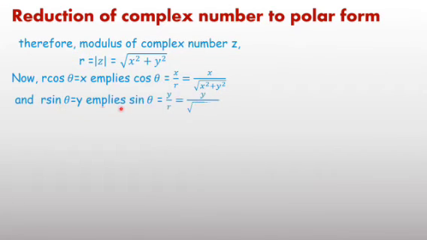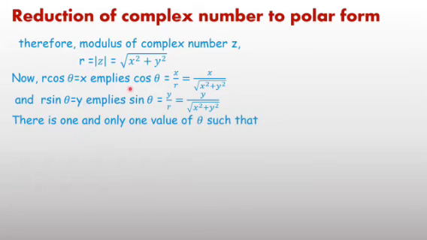Similarly, sin theta equals y upon r. Put the value of r: y upon under root x square plus y square. In this process, we can find the value of cos theta and sin theta. Now, you have to find the value of theta which satisfies both cos theta and sin theta. There is only one value of theta such that minus pi less than theta less than or equal to pi, which satisfies both the equations of cos theta and sin theta here.